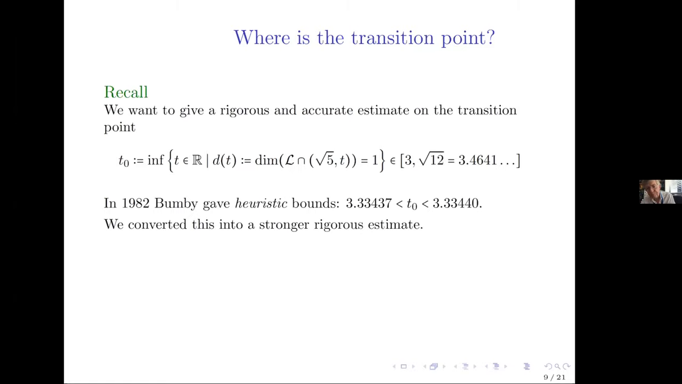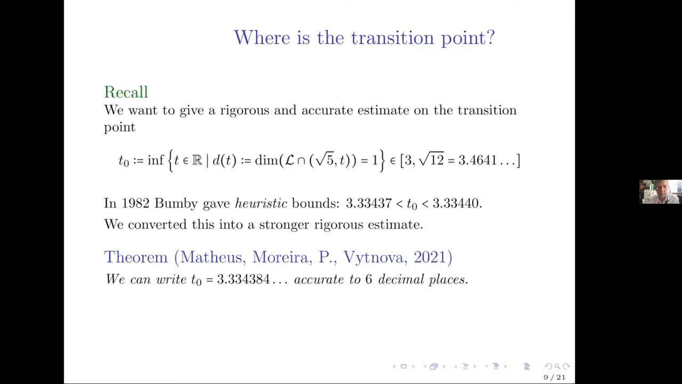And what we did was the following. We showed that, in fact, if you look at the interval between 3 and the value given by t0, which is given by this thing to as many decimal places as written down, possibly 6, then this gives you the first time that this set is so complicated that its Hausdorff dimension is equal to 1. And this is a numerical value which is accurate to the 6 decimal places to which it's given.